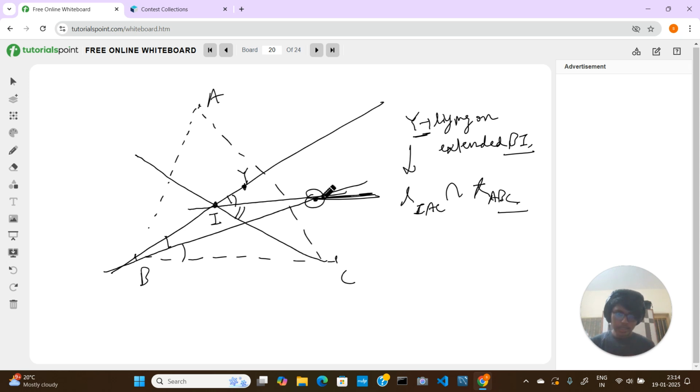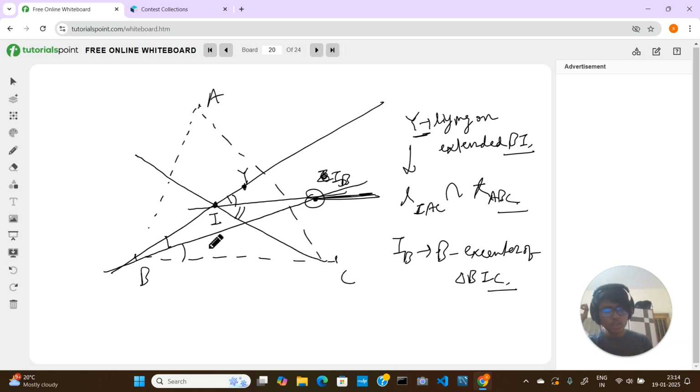And you can mark their intersection. Suppose this is Z. Suppose this is IB, and what you know is IB is the B excenter of triangle BIC. And we already know we can construct incenters of three given points. BIC is a triangle and we know how to construct the incenter. Suppose it is Z. We can easily construct the incenter of triangle BIC by marking the interior bisectors. So we have this point Z and we have this point IB.